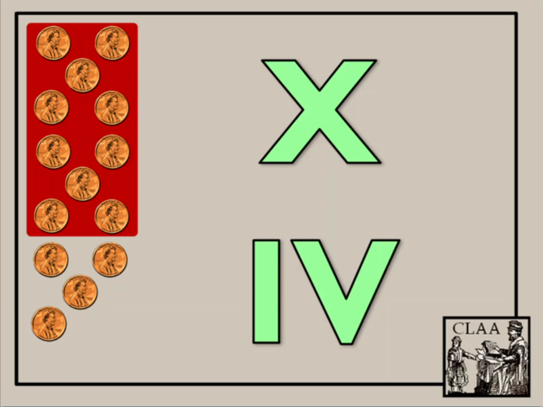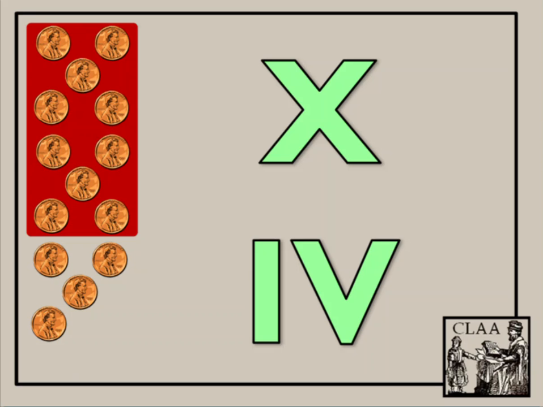There are 4 units left over. Unus, duo, tres, quatuor. Therefore, we write the symbol for quatuor, which was the symbol for unus, written before the symbol for quinque. The decem, or 10, is written with the symbol for decem. The quatuor is written with the symbol for quatuor.